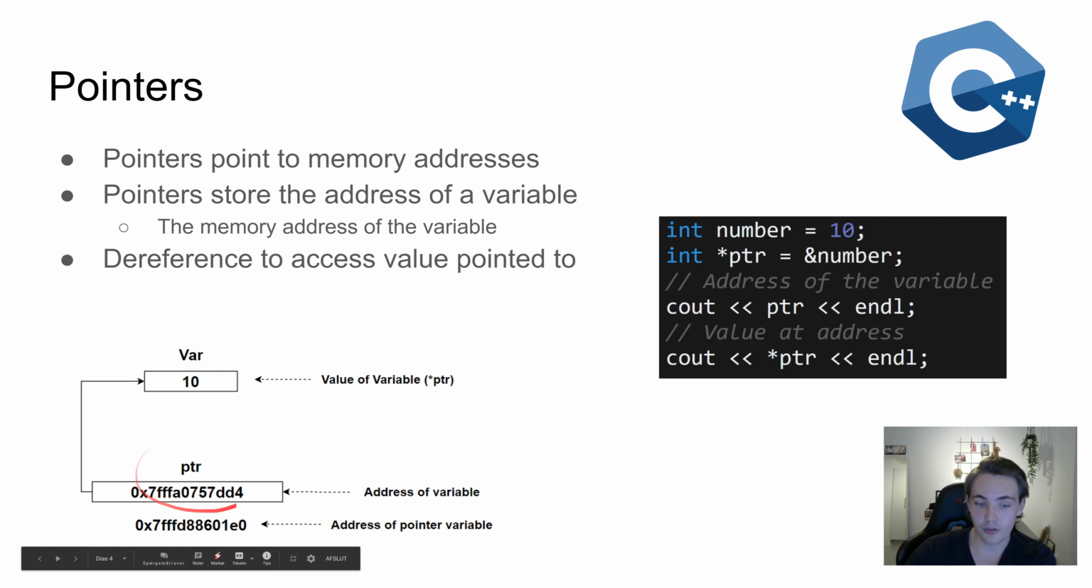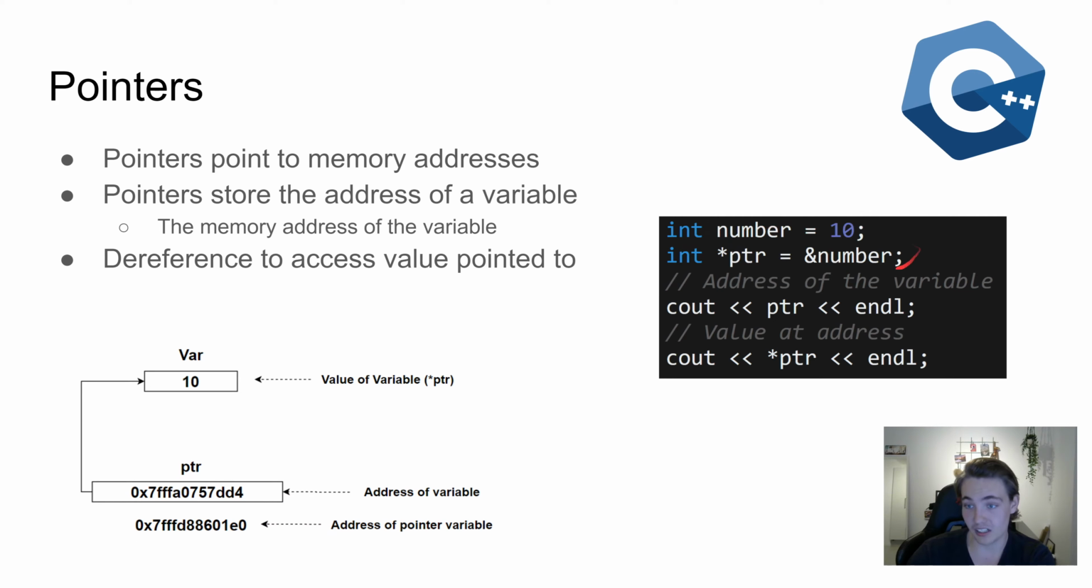So here we have the pointer, and we have the address of the variable stored in the pointer, and then under here we have the address of the pointer variable, which is the pointer we initialized over here, which is pointing to this address of the variable.